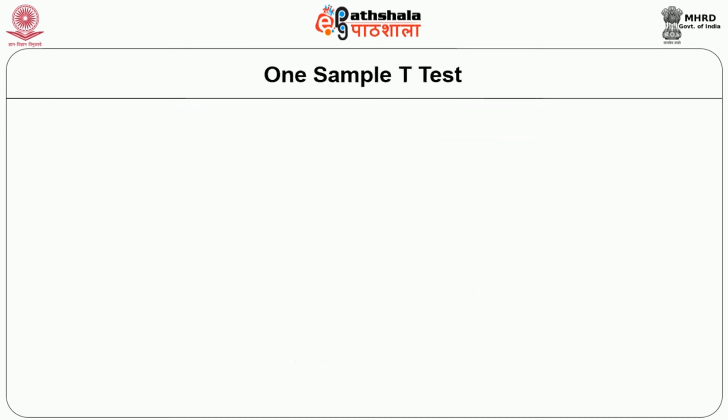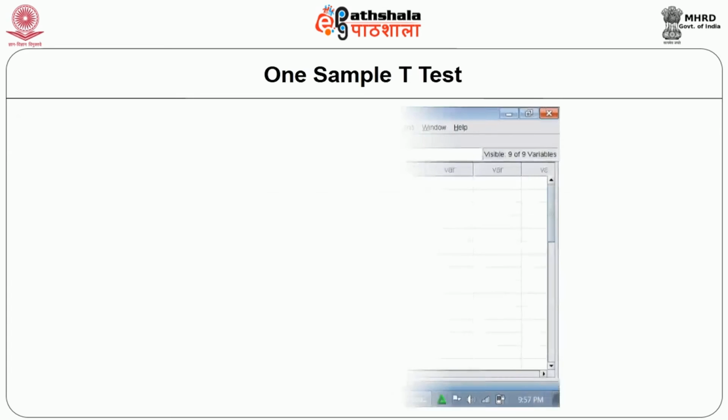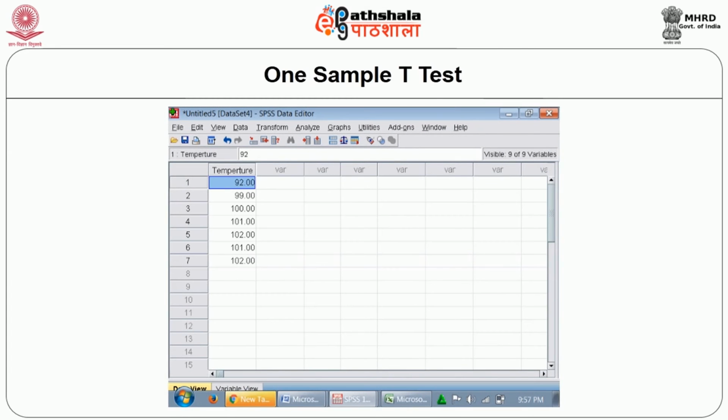Let us discuss one sample t-test. The purpose of one sample t-test is to compare the sample mean and the population mean. Calculate the one sample t-test for the following data on temperature of human bodies from 9 samples. The following are the procedure. Enter the data on temperature of samples in the SPSS worksheet.